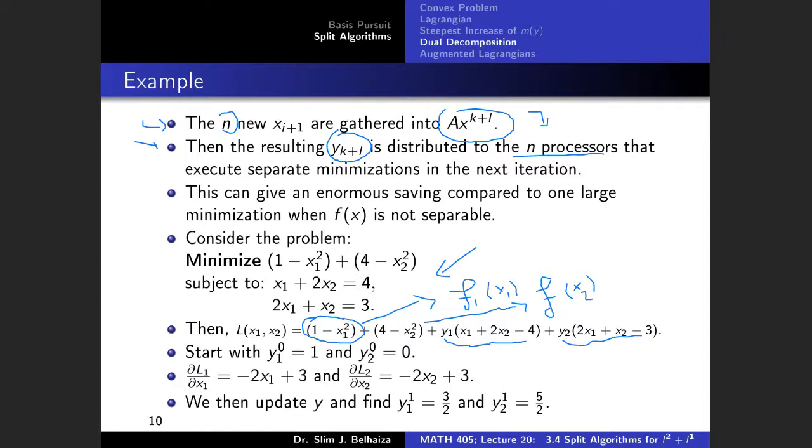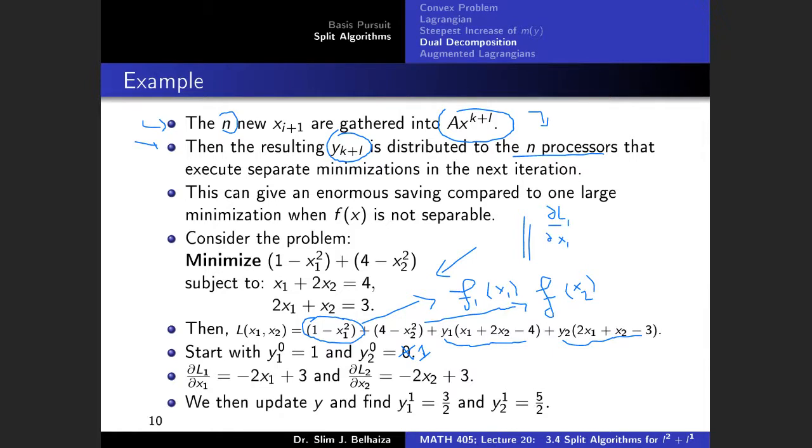I'm just starting with this routine. So I'm starting with the initial y variables equal to y1^0 equals 1 and y2^0 equals 1. Okay? So what is the derivative of L1? How do we find it? In fact, L1 is what?